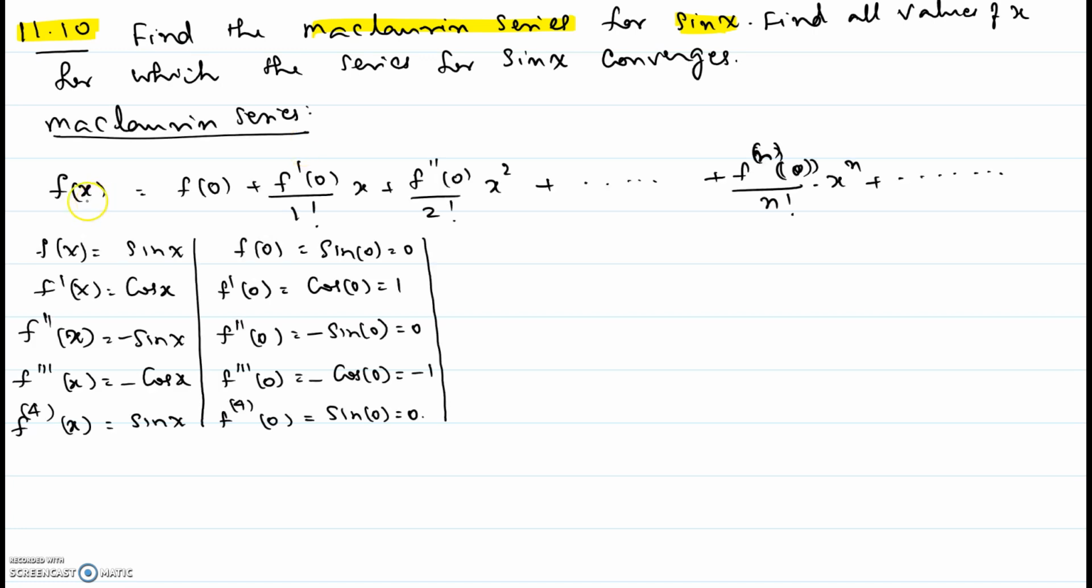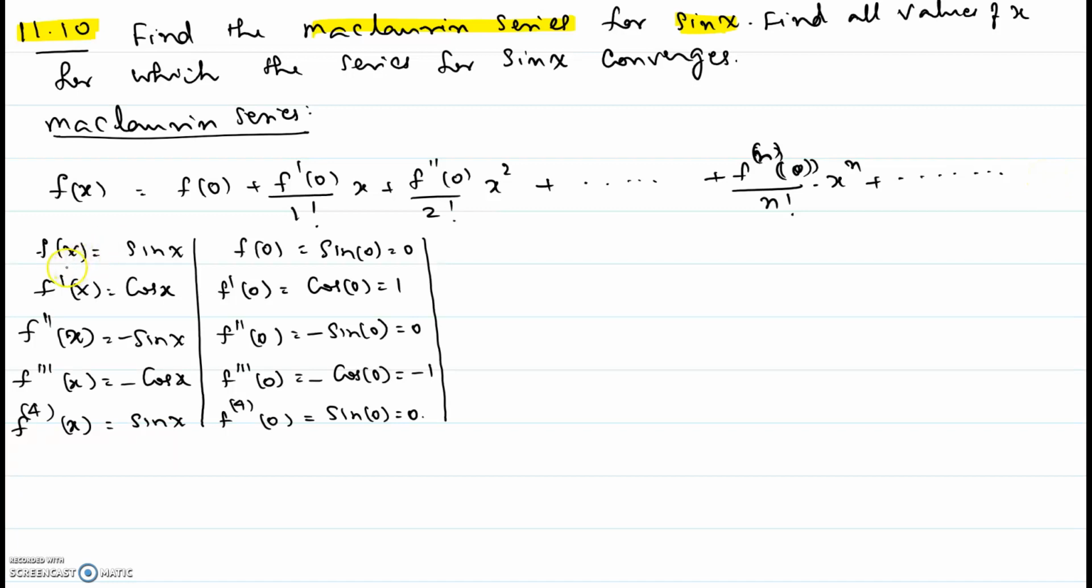The Maclaurin series is f of x equal to f at 0 plus f prime at 0 divided by 1 factorial times x plus f double prime at 0 divided by 2 factorial times x squared and so on. Then any generic term would look like the nth derivative of f at 0 over n factorial times x to the power n, and so on.